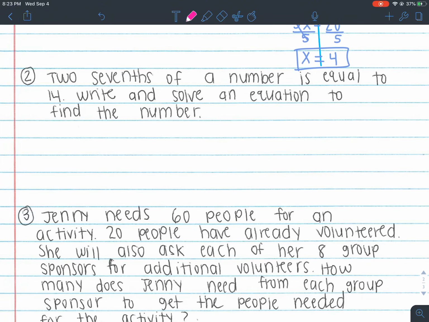All right. Number 2, 2/7 of a number is equal to 14. Write and solve an equation to find the number. Okay, well, 2/7 of a number. If I said I had 1/2 of a number, then you would put a 1/2. And then remember, of means multiply. So of means multiplication. So if I have 2/7 of something, I'm going to have the fraction 2/7, and it says of a number, so multiply by a number.